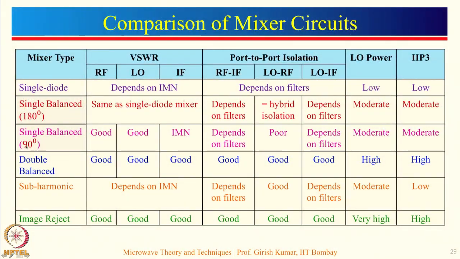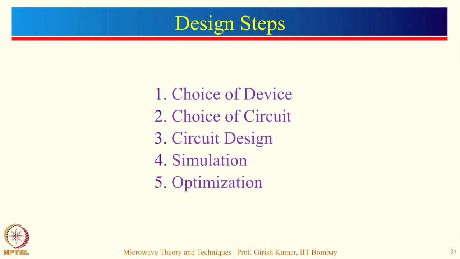Choice of circuit is the second step. So once you decide the mixing device, then you have to choose the type of circuit that you are going to use based on what performance you want. For example, if a very good input VSWR for the RF and LO ports is my critical concern, then if we go back, you see that a single balanced mixer implemented using a 90 degree coupler gives us very good input VSWRs. So this comparative chart comes to the rescue when we decide the type of circuit that we are going to use.